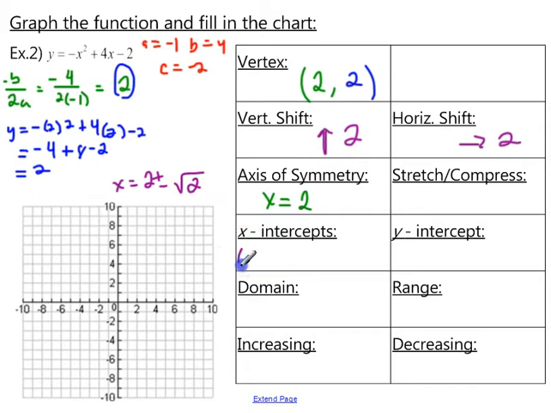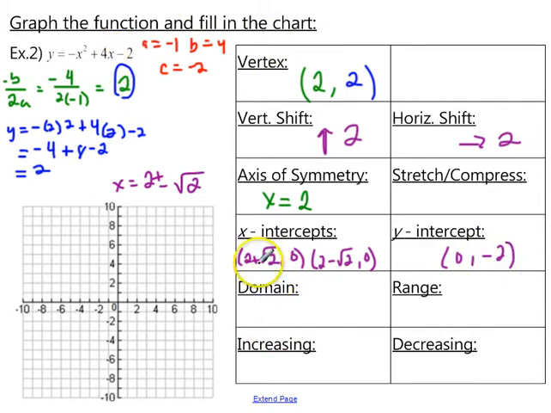So for our x-intercepts, one of them will be 2 plus the square root of 2, comma 0, and the other will be 2 minus the square root of 2, comma 0. Our y-intercept is found by the coordinate point 0, c, which is negative 2.